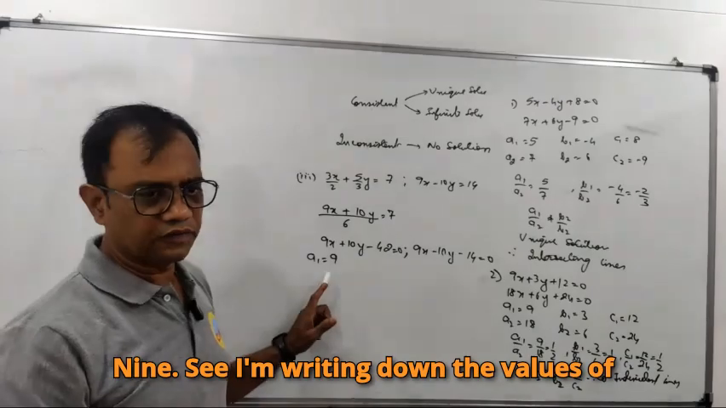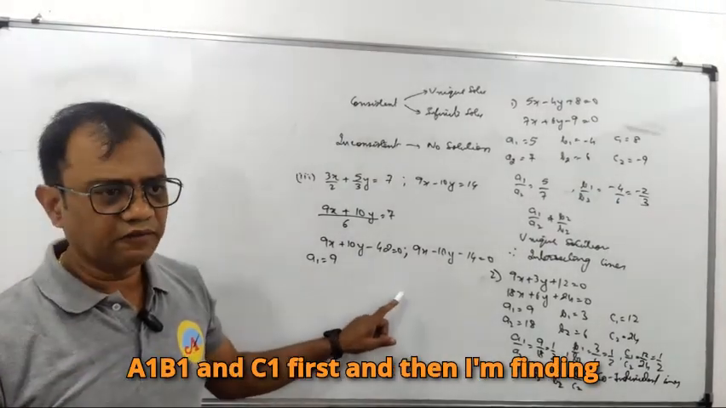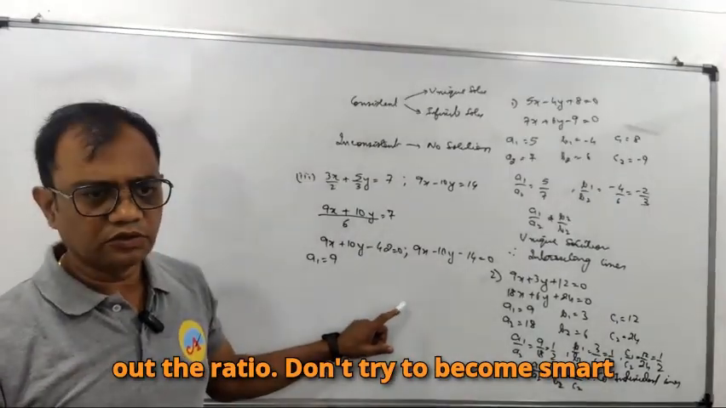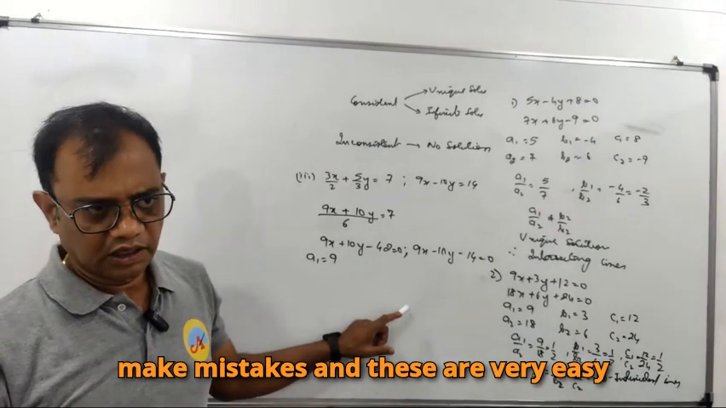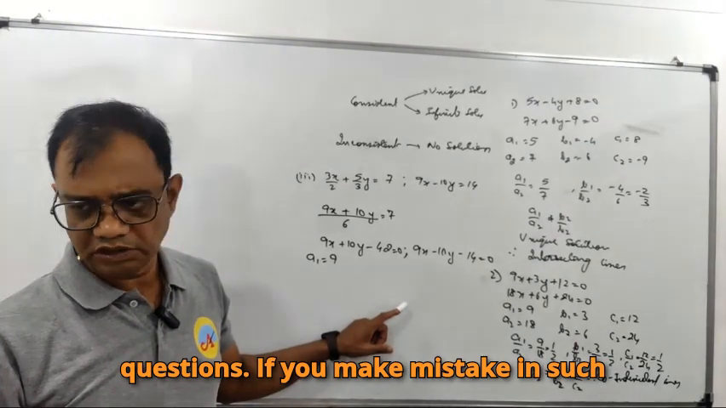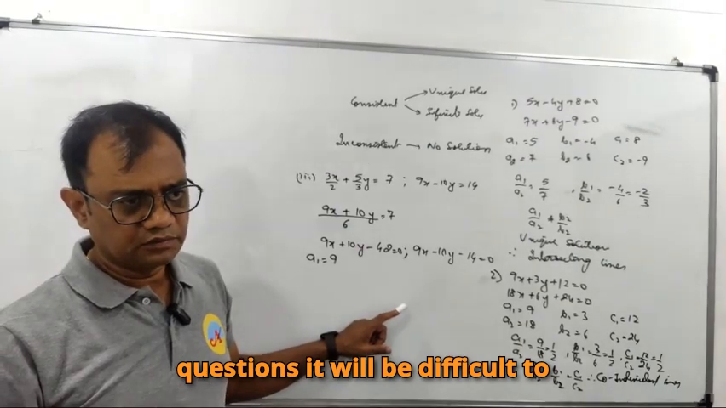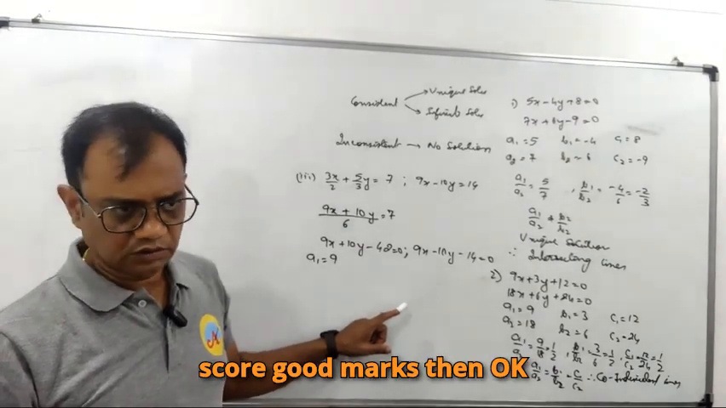9. See, I am writing down the values of A1, B1 and C1 first, and then I am finding out the ratio. Don't try to become smart and directly do it, otherwise you will make mistakes. And these are very easy questions. If you make mistakes in such questions, it will be difficult to score good marks then.